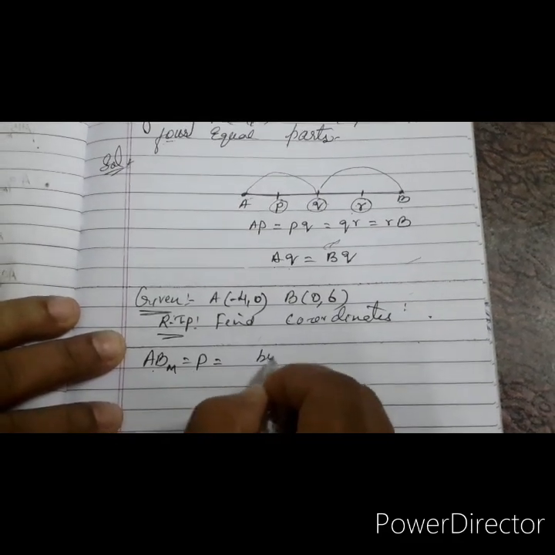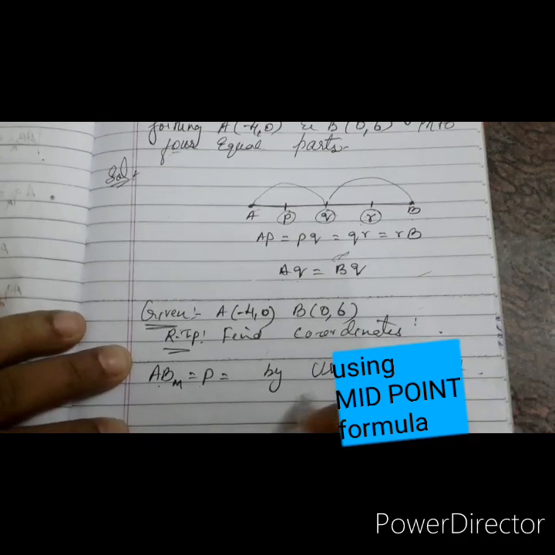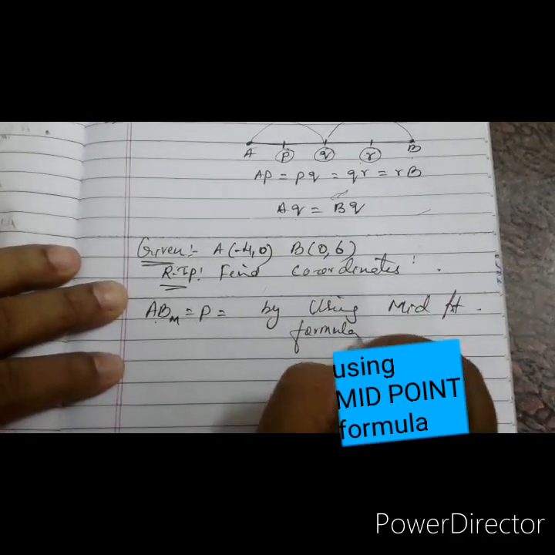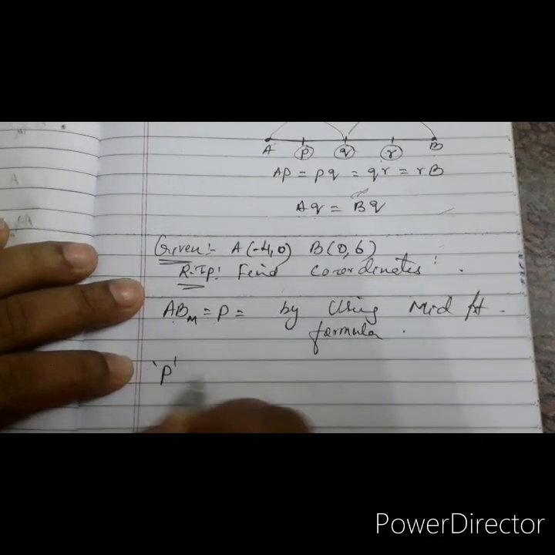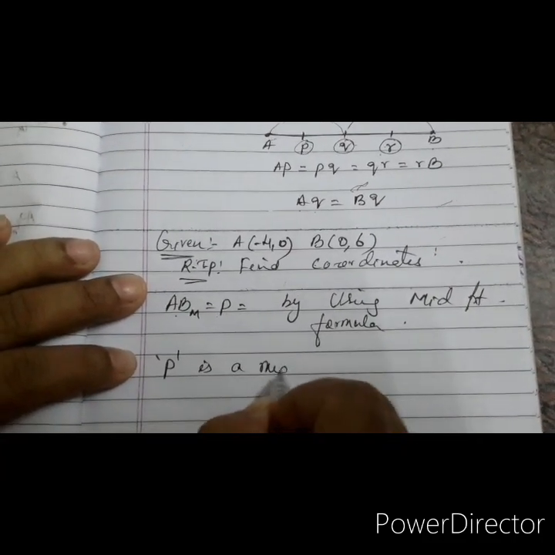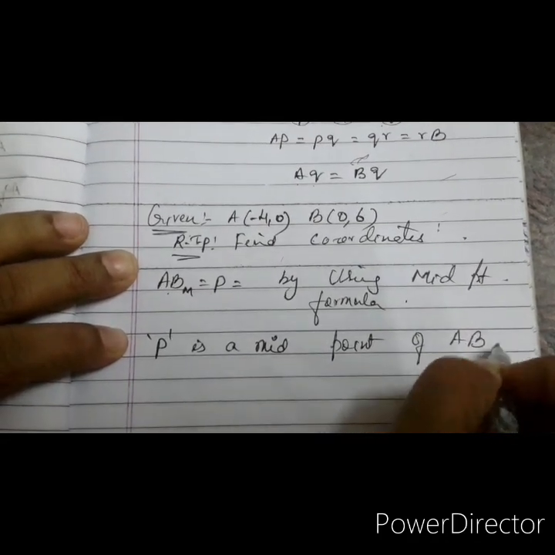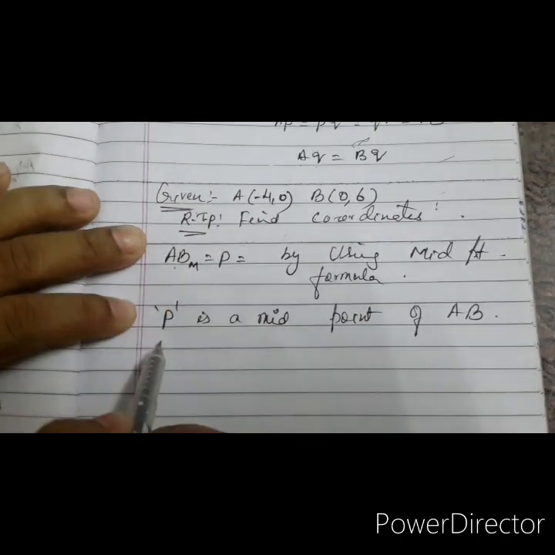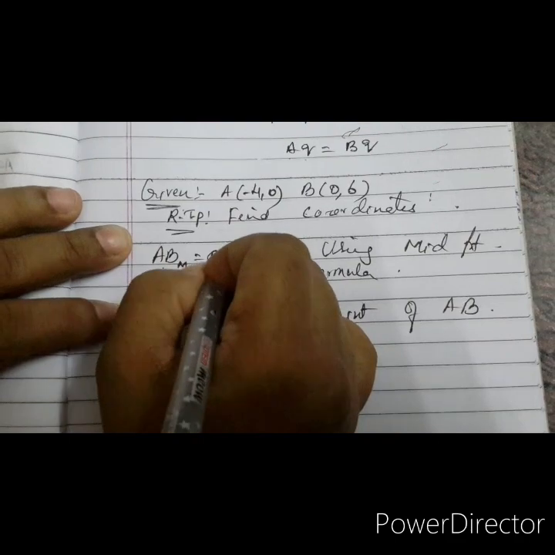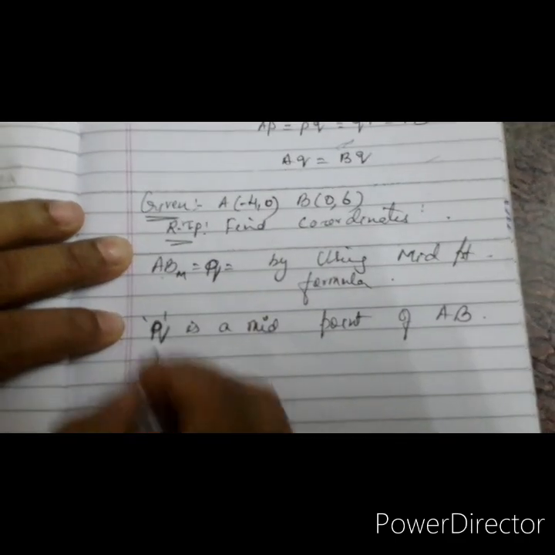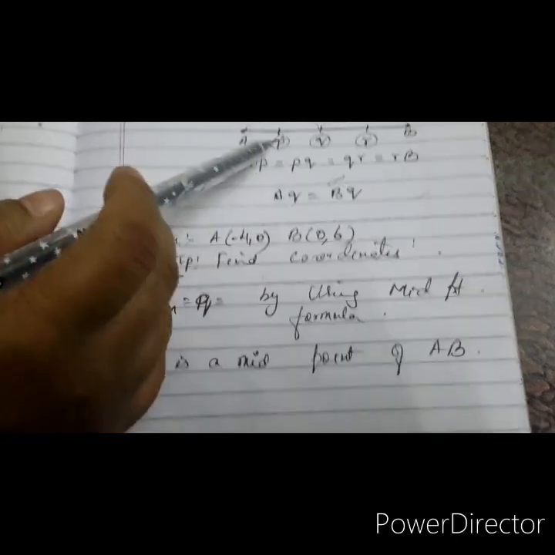By using the midpoint formula, we are using the midpoint formula here. I can write the sentence. Shall we write the sentence at least? Fine. See, Q is the midpoint of AB. Next, we have to find out the P with the help of this.